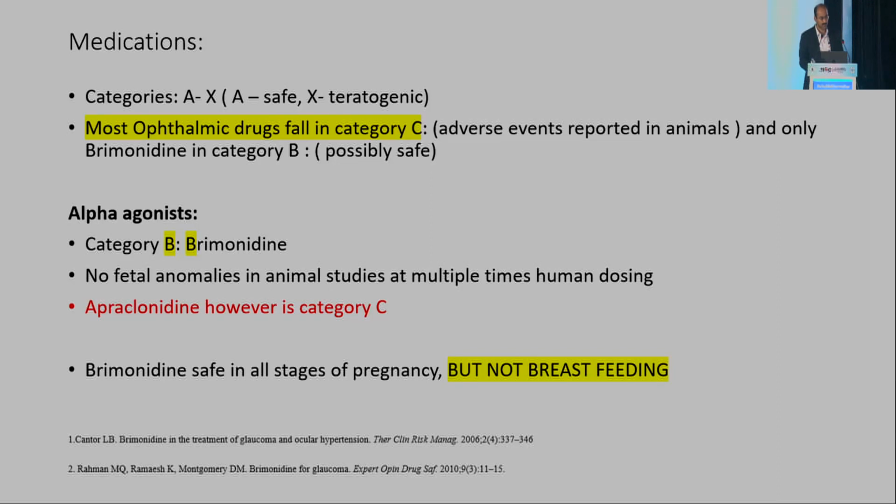Now, the medications are classified by the FDA into A to X categories, where A is safe and X is teratogenic. Unfortunately, none of the glaucoma medications fall into the A category. Some fall into B, like brimonidine, B for brimonidine, and others fall into category C, and mitomycin into X. So here, although brimonidine is safe, apraclonidine is still categorized in category C, and brimonidine is labeled as safe in all stages of pregnancy, but not in breastfeeding. It can cause apnea and respiratory depression in the infant.